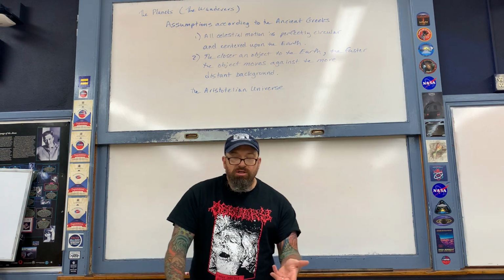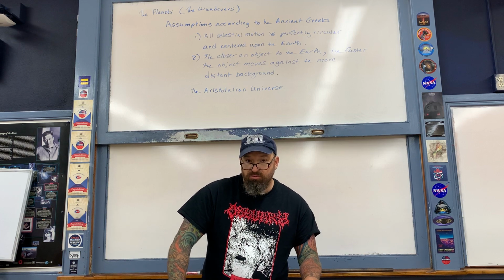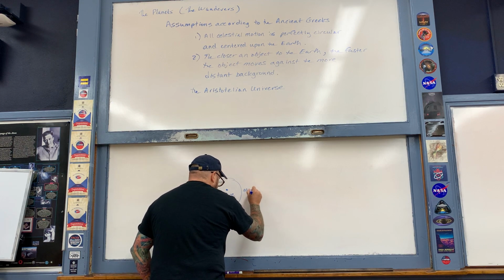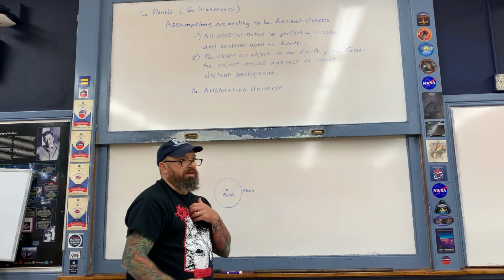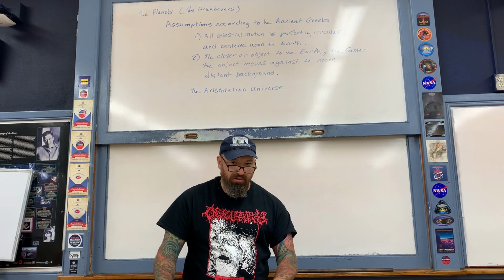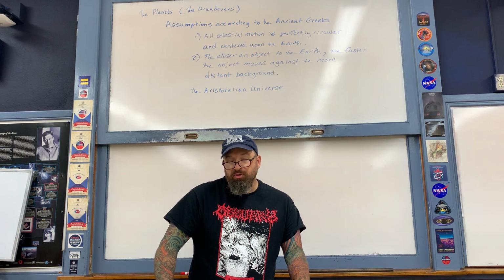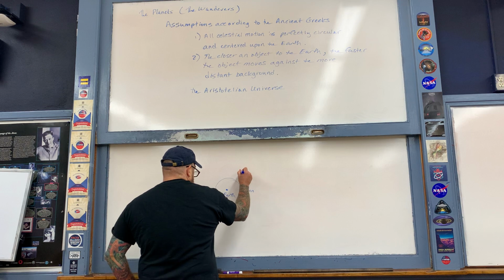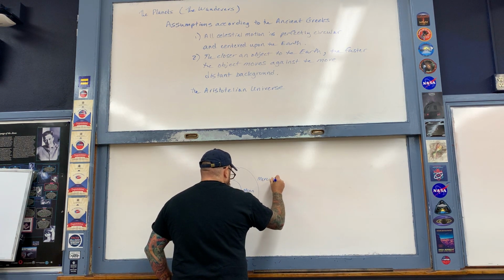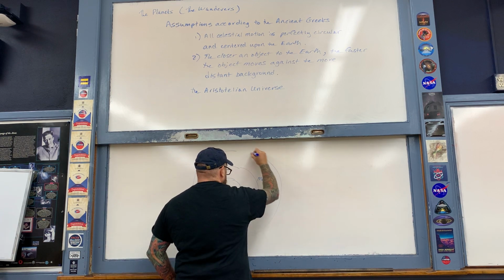Okay, and then the object that is closest to us, because it moves the fastest against the more distant background stars, is the moon. All right, so right here is a circle to represent the moon's orbit about the Earth. Remember that all celestial motion is perfectly circular and centered on the Earth, according to the ancient Greeks. The next fastest object to move against the background is the planet Mercury. And then after that is Venus.